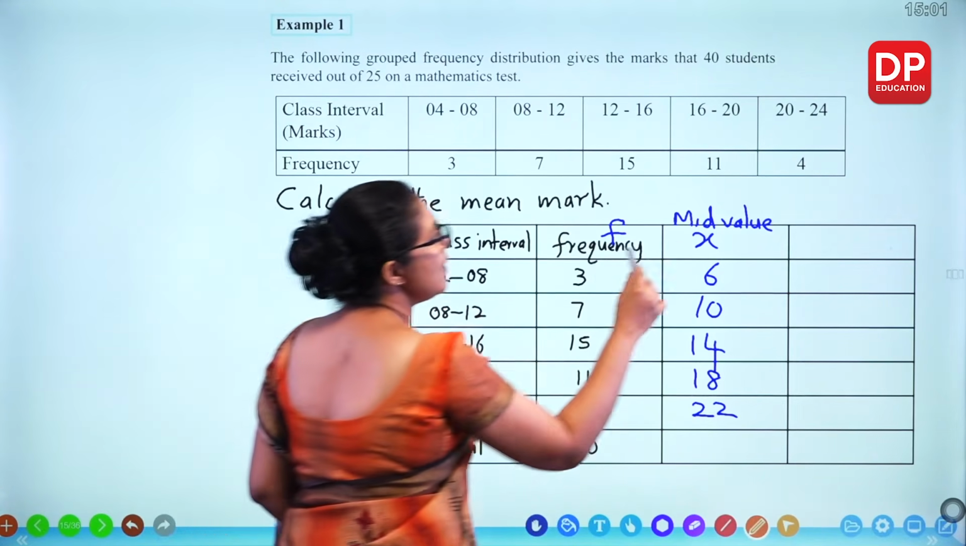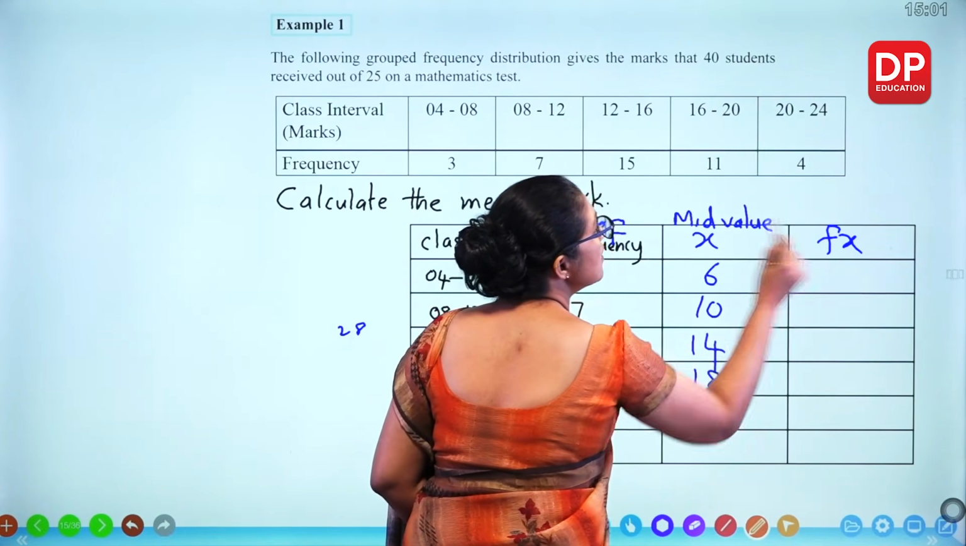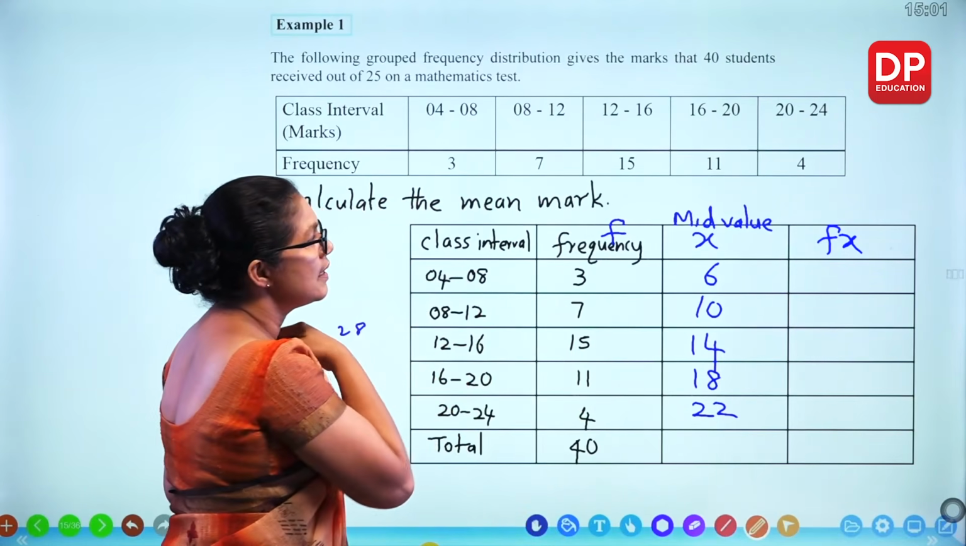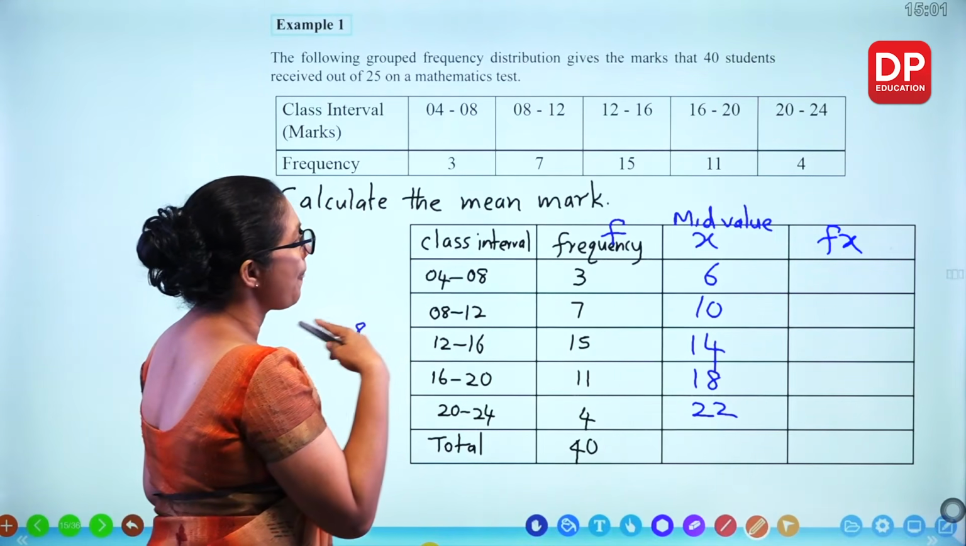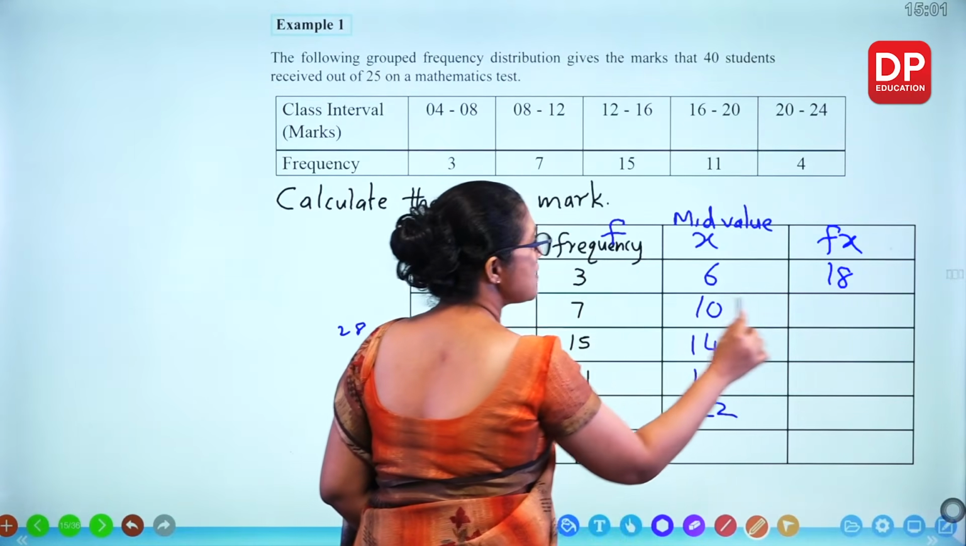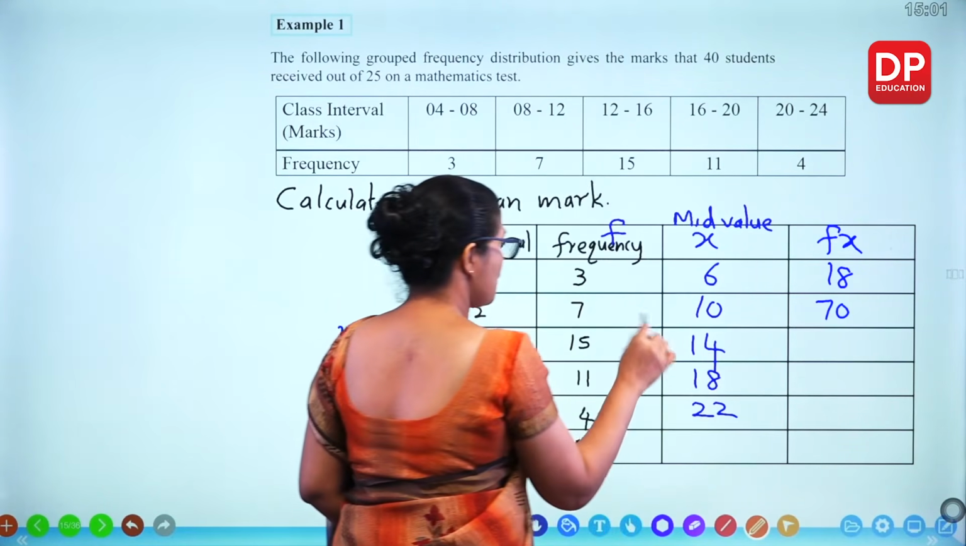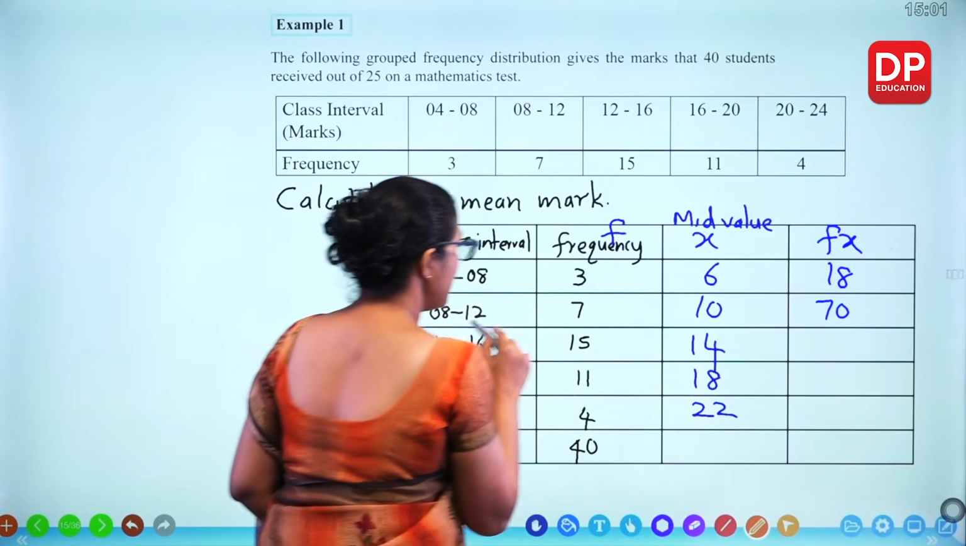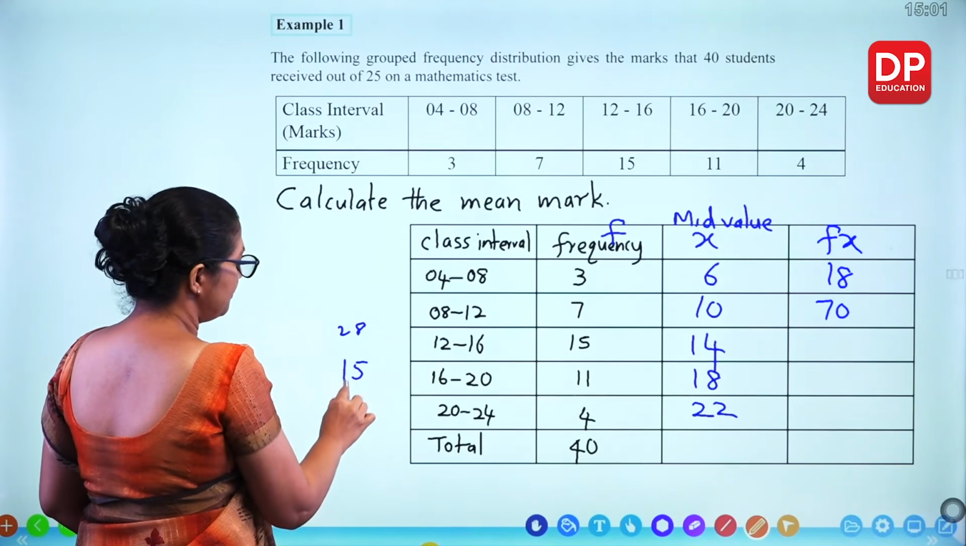And we need fx to find out the mean mark. Multiply 6 times 3, 18. 10 times 7, 70. 14 times 4, 56. Multiply.